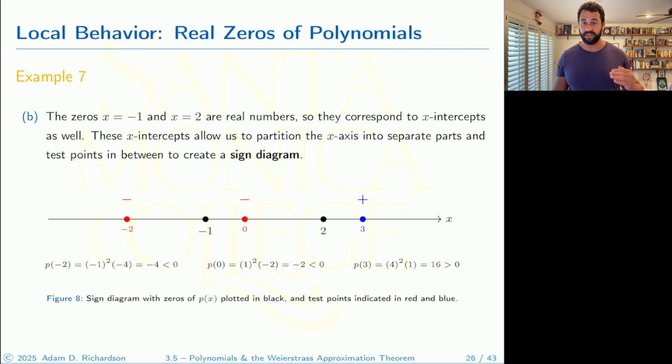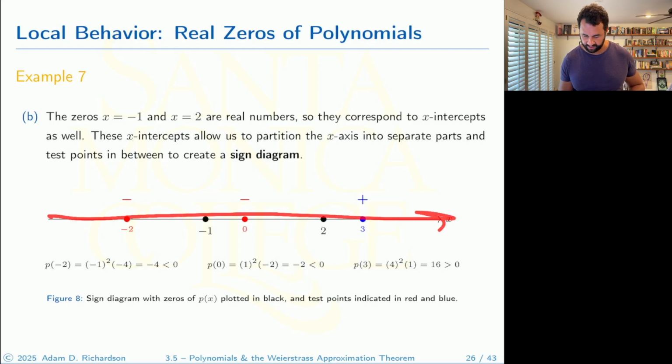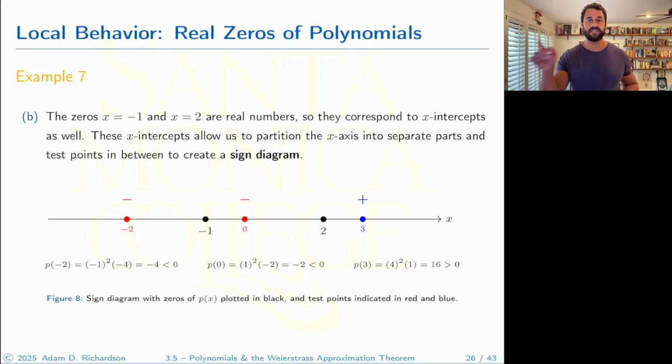You're going to do the same thing here. And you're going to do this a lot, even in Calc 1 and Calc 2 and Calc 3. You're going to do what's called a sign analysis by making a diagram. So we're going to draw a number line here that represents the x-axis. We're going to plot our zeros on that x-axis, and then we're just going to test points around those zeros.